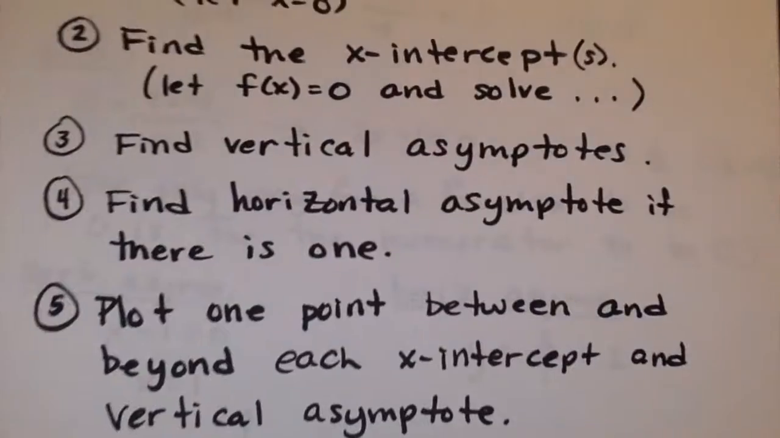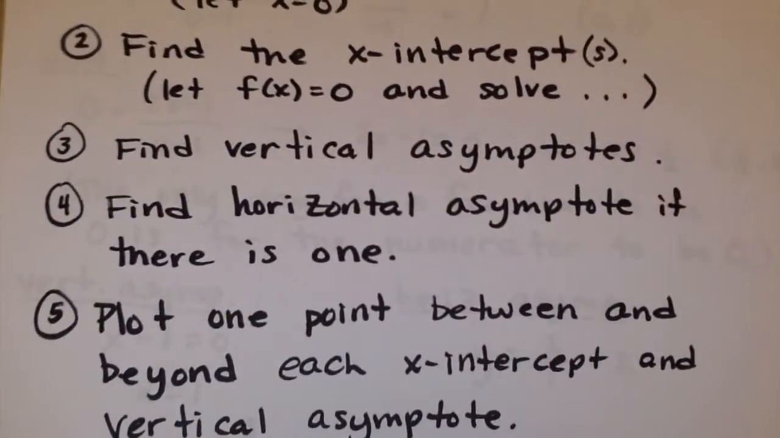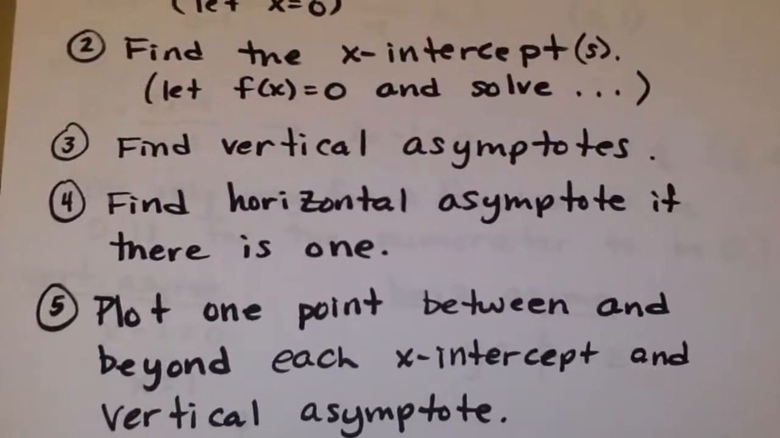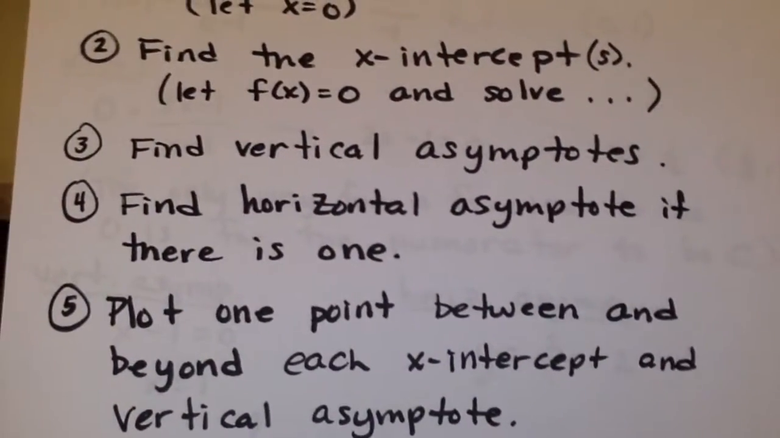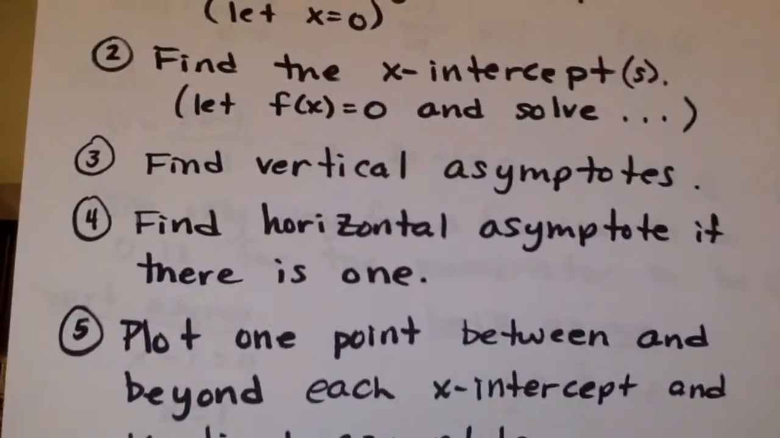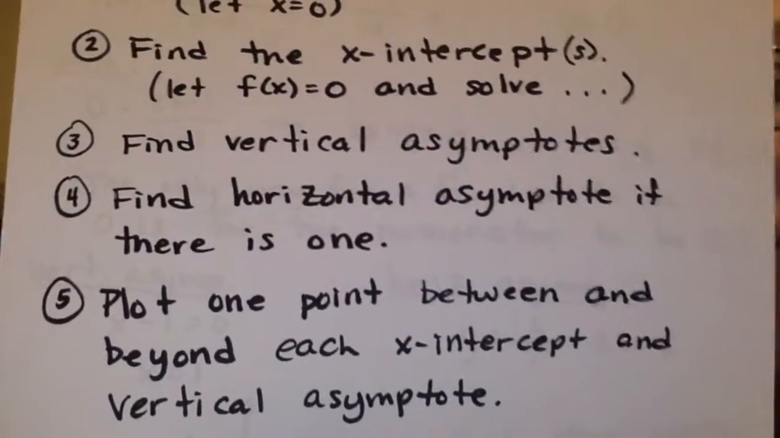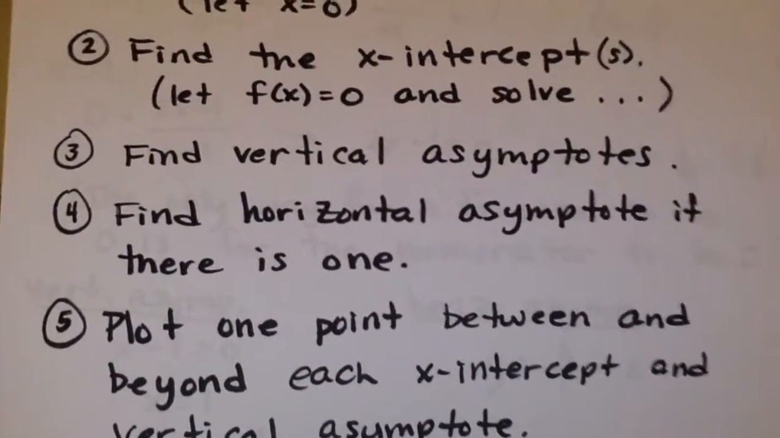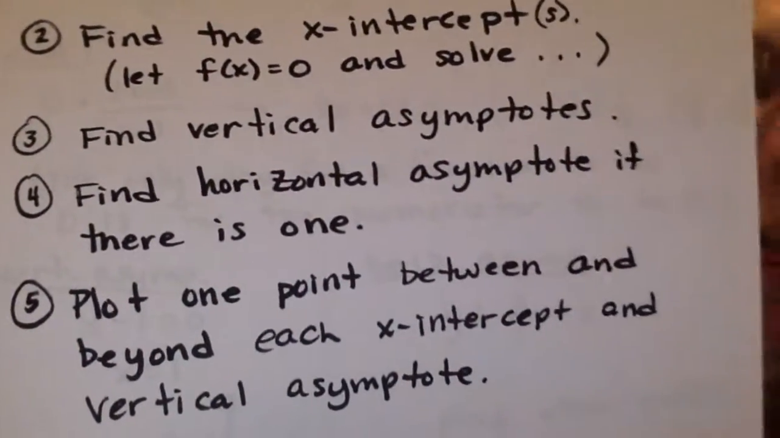Then it says we're going to plot one point between and beyond each x-intercept and vertical asymptote. So we kind of have to fill in the gaps a little bit. It's nice between steps 4 and 5 if you go ahead and start sketching the graph, then you can see where you need to fill in some information. Okay. So we're going to look at an example.